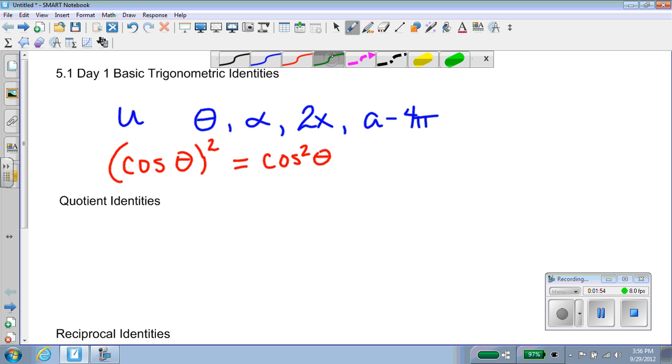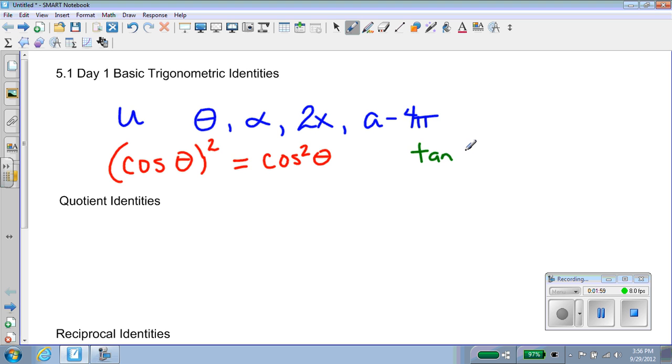Another example, if I wanted to write tangent of theta, and I wanted that to be raised to the 5th power, the notation would say, write it as tangent to the 5th power of theta. Now, if you're ever going to use your calculator, it uses this notation. So you'd need parentheses and then the power outside those parentheses. Okay, so you'll see that a lot in this chapter.